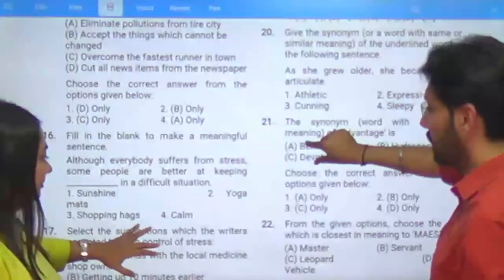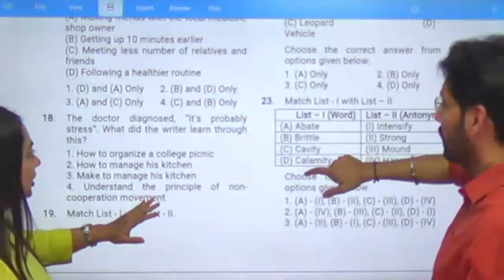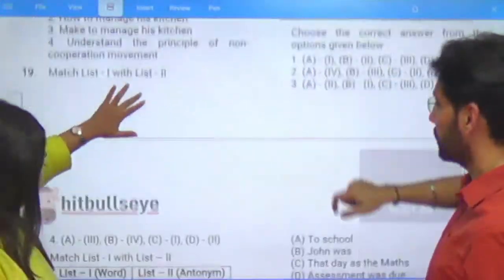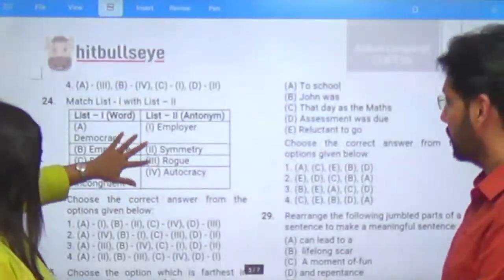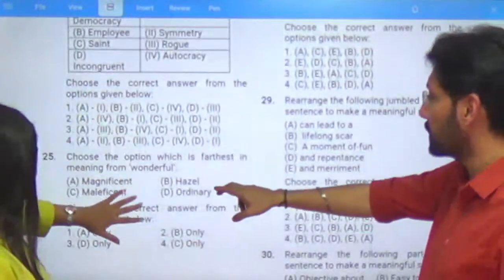I think we can go for another question. Let's probably take a different question type. Yeah, kuch different question types dekh lete hain yahan pe. I think we can go for this one. This says that choose.